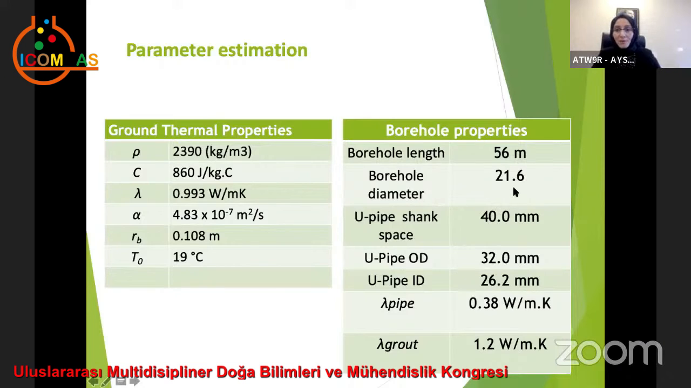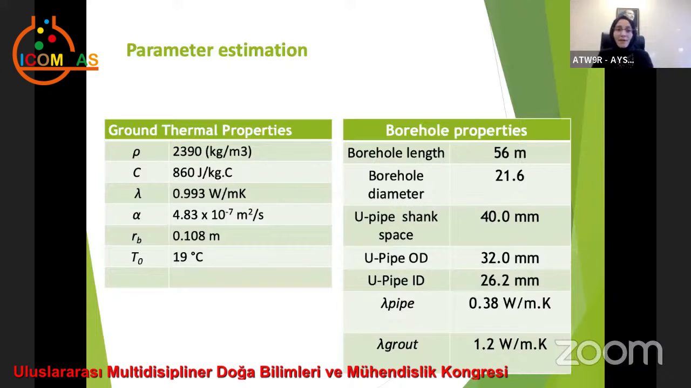And borehole diameter is 21.6 centimeters, and the U-pipe shank spacing, that means the space between the two pipes, the entering and outgoing pipe, and you can measure this, it's 40 millimeters. And U-pipe outer diameter is the typical pipe. And these are HDPE pipes, Rehau pipe. I got this supply from Rehau because this is the one company that can provide this type of U-pipe.